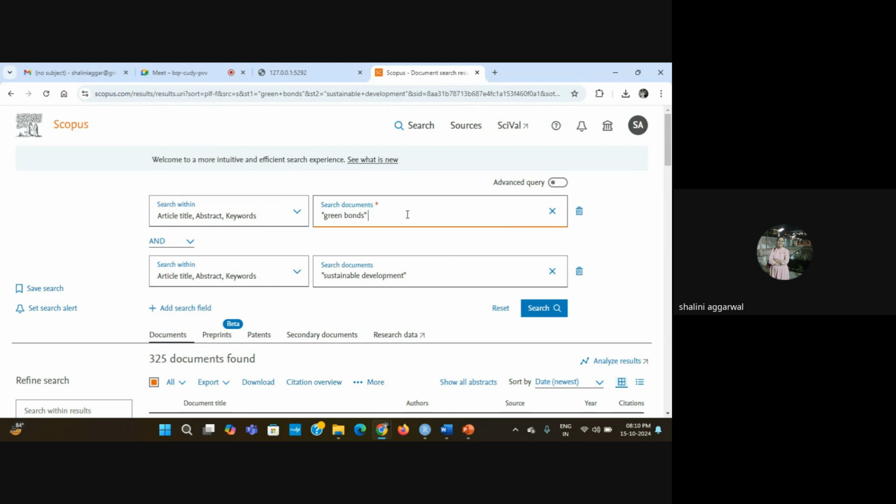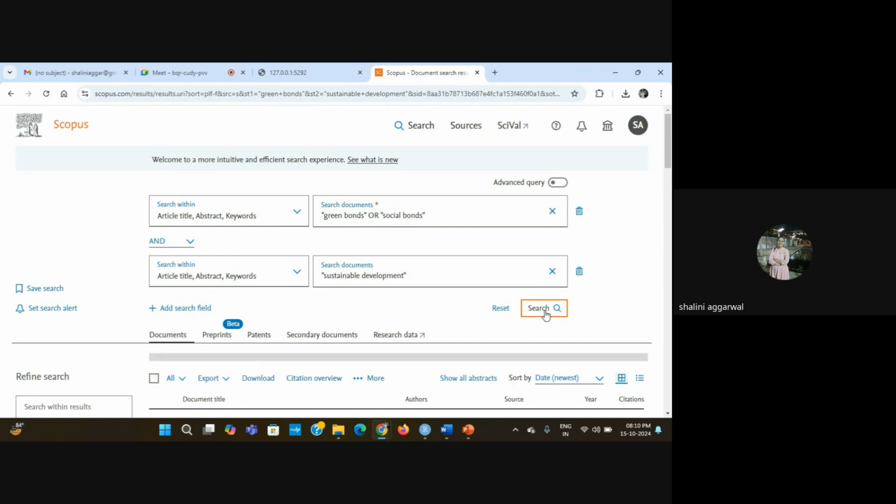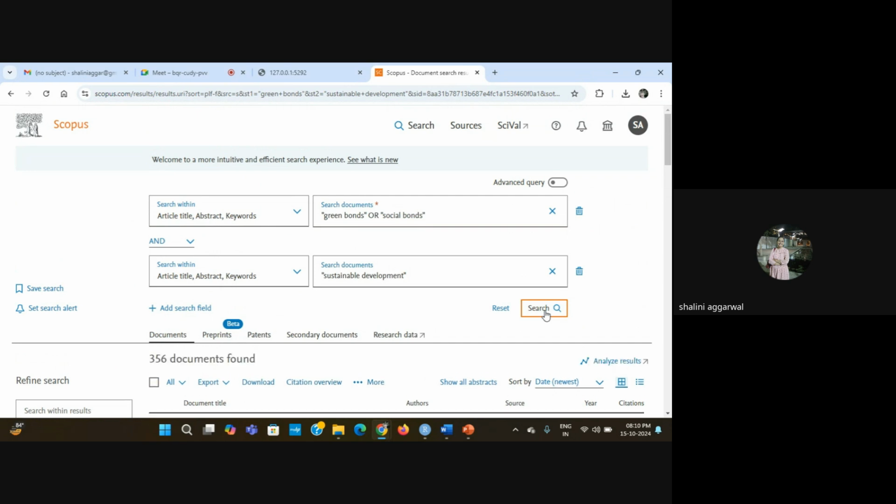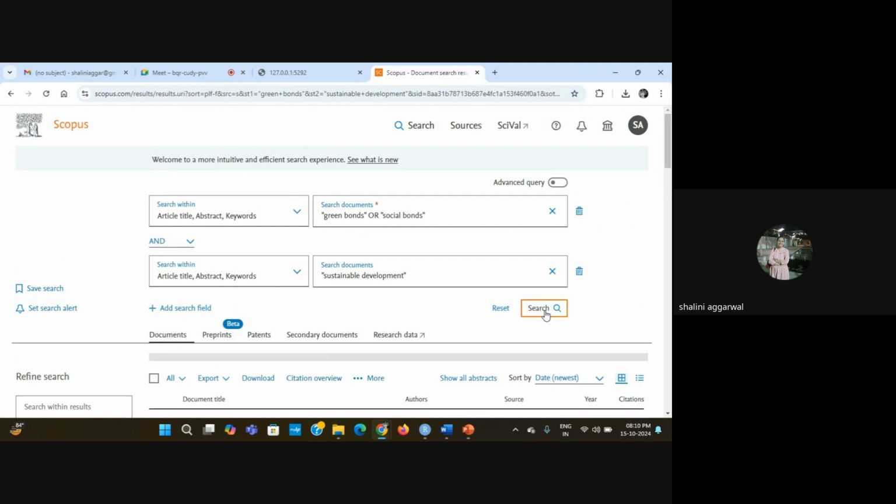You can write anything, social bonds, let's say, if you want a paper on this as well, and sustainable development. So you can put any number of words. So this is what I told you. The keyword search is the most important search, right? Okay, this is very important.